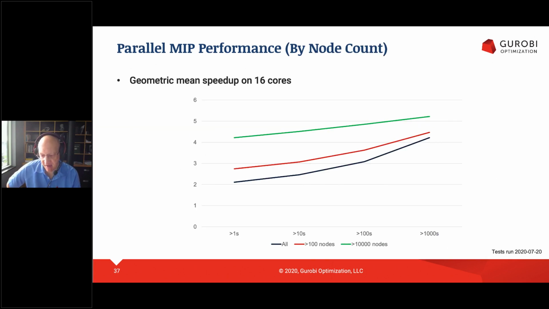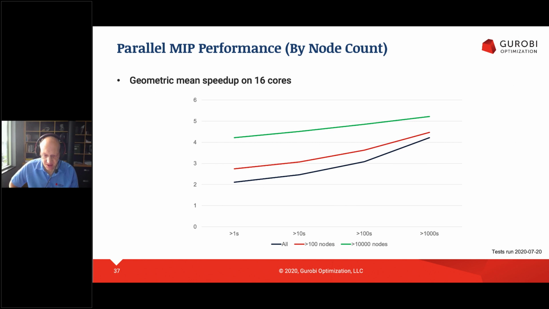So if you have more nodes, then that does allow you to exploit parallelism better. And so what this graph shows is parallel speedups where you take the number of nodes required to solve the problem into account. On the y-axis, we have the average parallel speedup on 16 cores. And we have 3 different lines. The blue line shows the average speedup for models that take more than 1 second, more than 10 seconds, more than 100 seconds, and more than 1,000 seconds across the full set of problems. These are the numbers from the table I showed earlier.